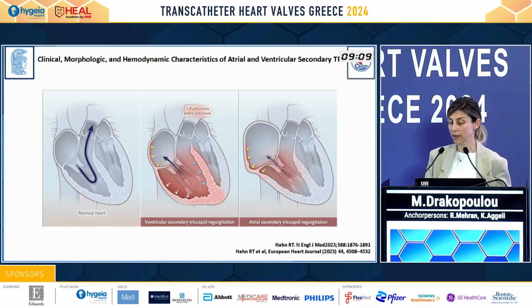Going to the functional secondary tricuspid regurgitation, as we said before, we have two great categories. The one is the RV dysfunction, RV dilation, tricuspid annular dilation, where the RV is dilated and the RA is less dilated, whereas in the atrial form, we have a huge right atrium and the RV is less dilated, so we have less tethering of the leaflets and the dysfunction of the RV is less.